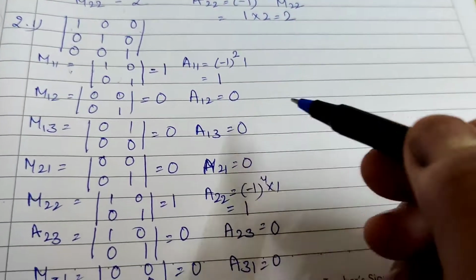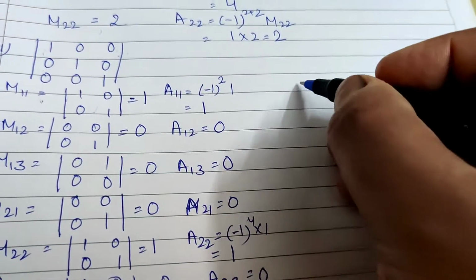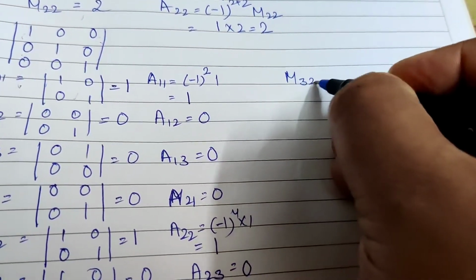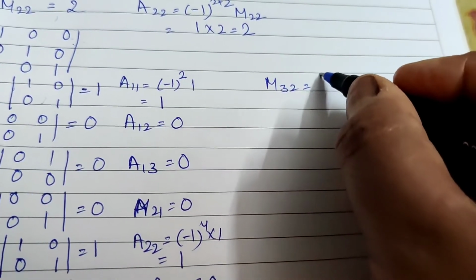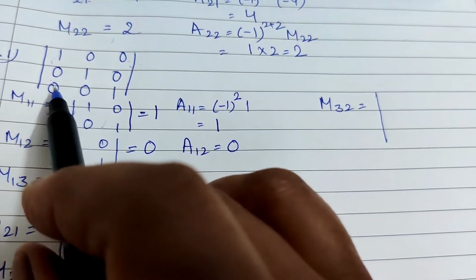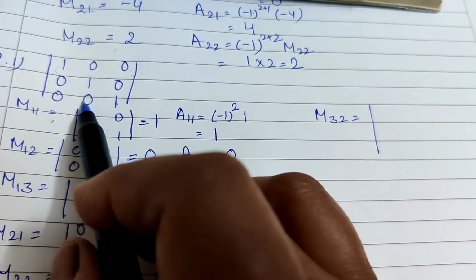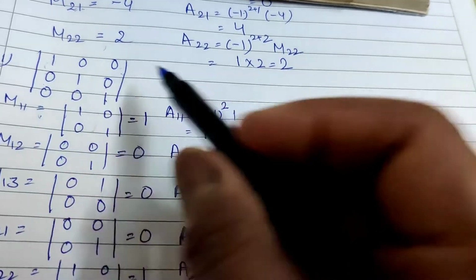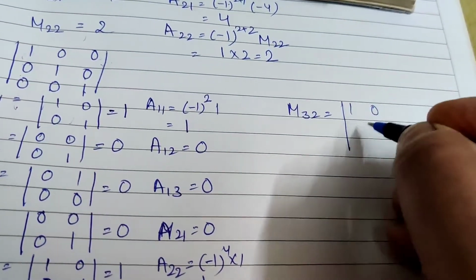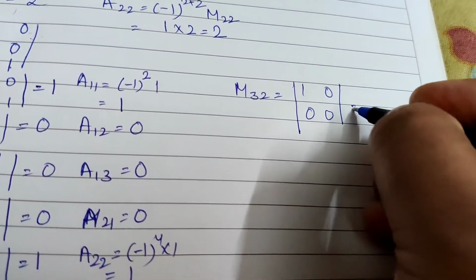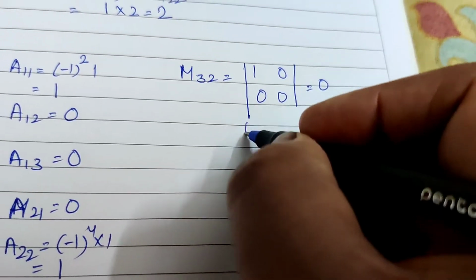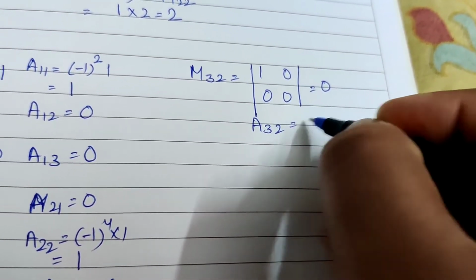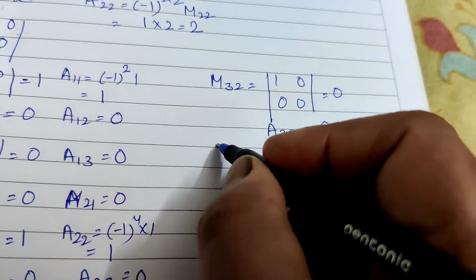And the next, M32. M32 means third row, second column. It is 1 0 0 0. It is also equal to 0. Now the cofactor A32 equals 0.